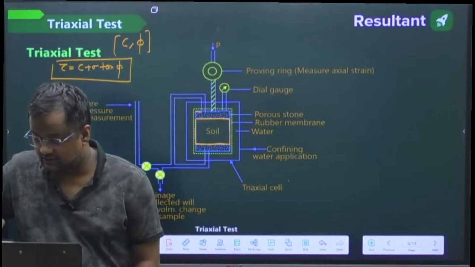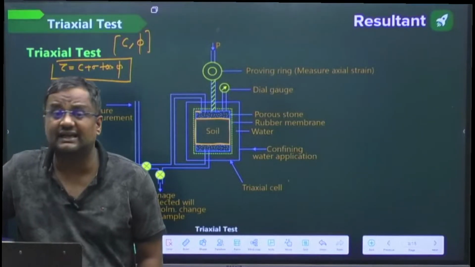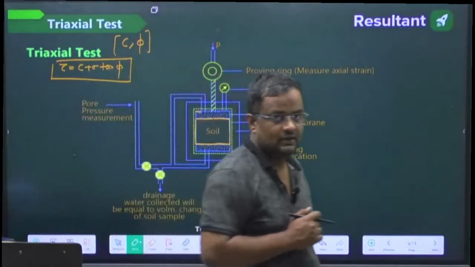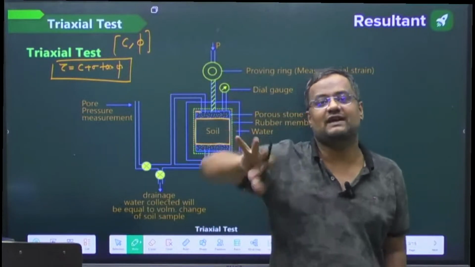One more thing, guys, I want to tell you all that C and phi are not inherent properties of soil. For the same soil, for different types of test, C and phi can be different.